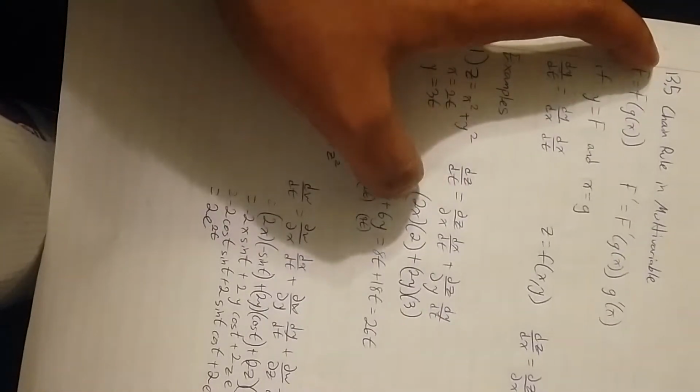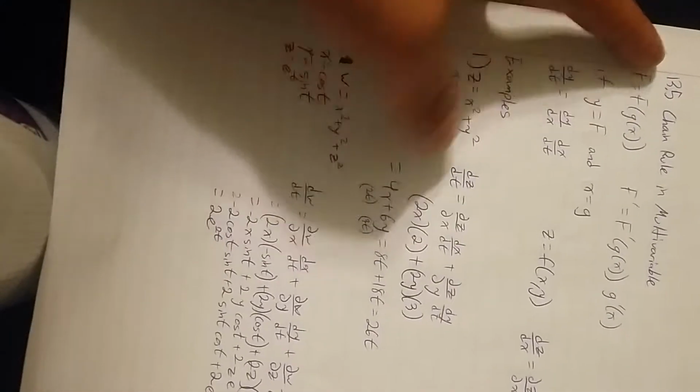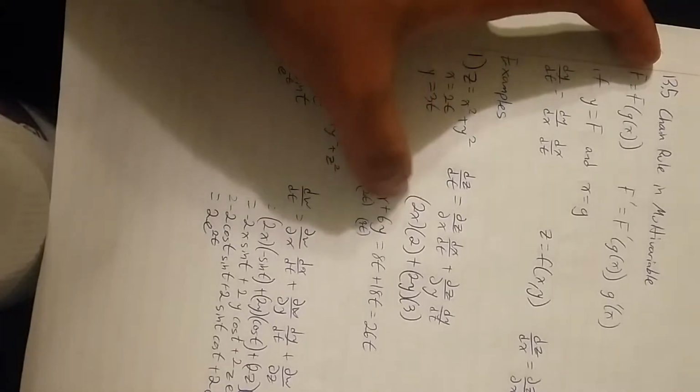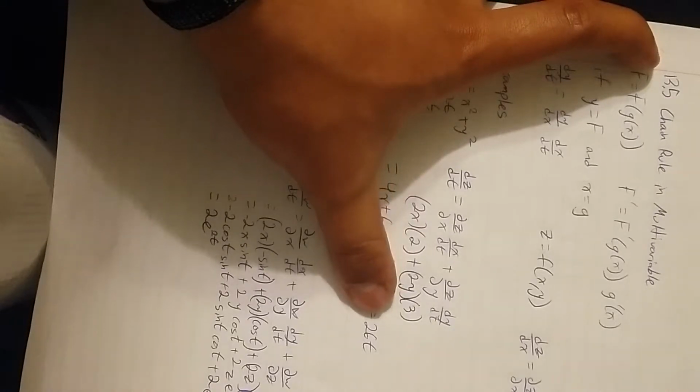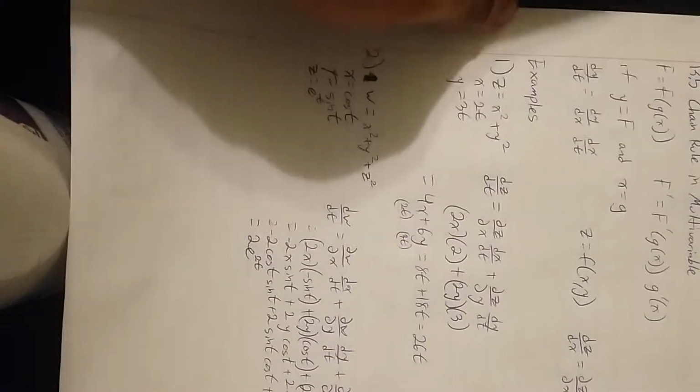And once we multiply everything out, and then substitute all the x and y in here, we will get 8t plus 18t, which will be equal to 26t.